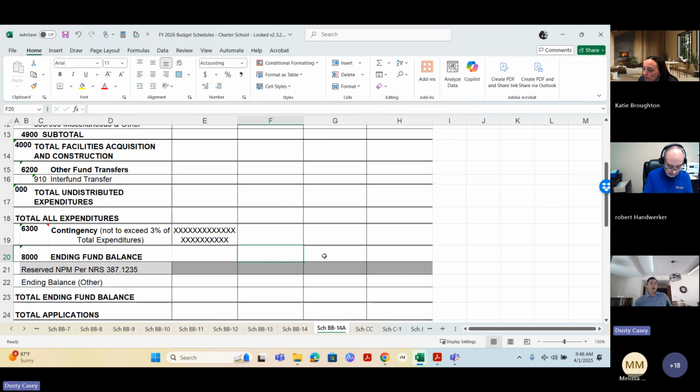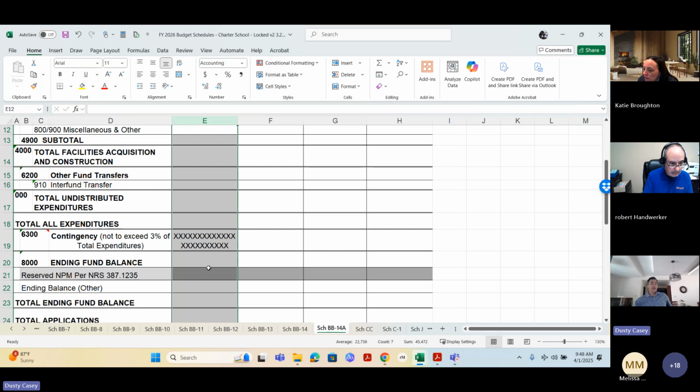So for column E, that should be your audited ending fund balance on your fund basis accounting, not your statement of activities that includes your GASB adjustments like PERS, capital lease adjustments, present values of all those sorts of things. Don't use that. Use your estimated fund balance on your audit. That should be in column E.